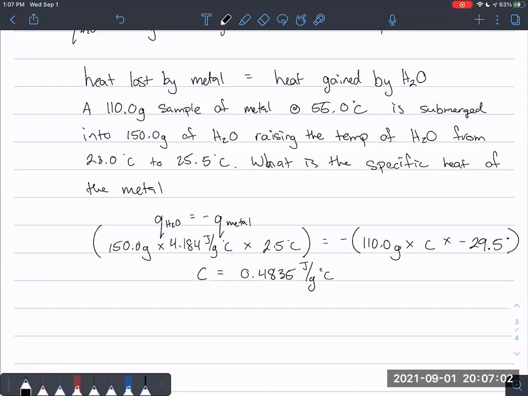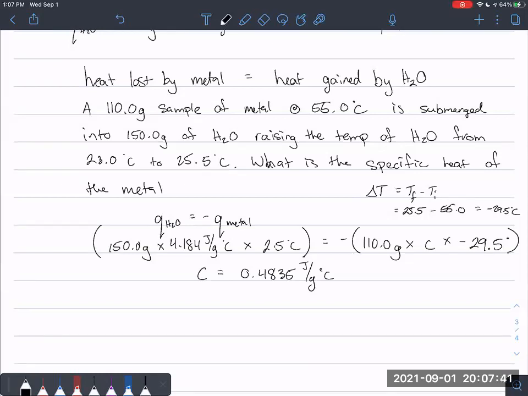All right, what questions do you have? Did you mean to put the negative before the 29.5 degrees Celsius? Yep, because the temperature change, delta T, is T final minus T initial. Our final temperature was 25.5, and our initial temperature for the metal was 55.0. So this gives us a negative 29.5 degree temperature change, meaning the temperature decreased by 29.5 degrees.